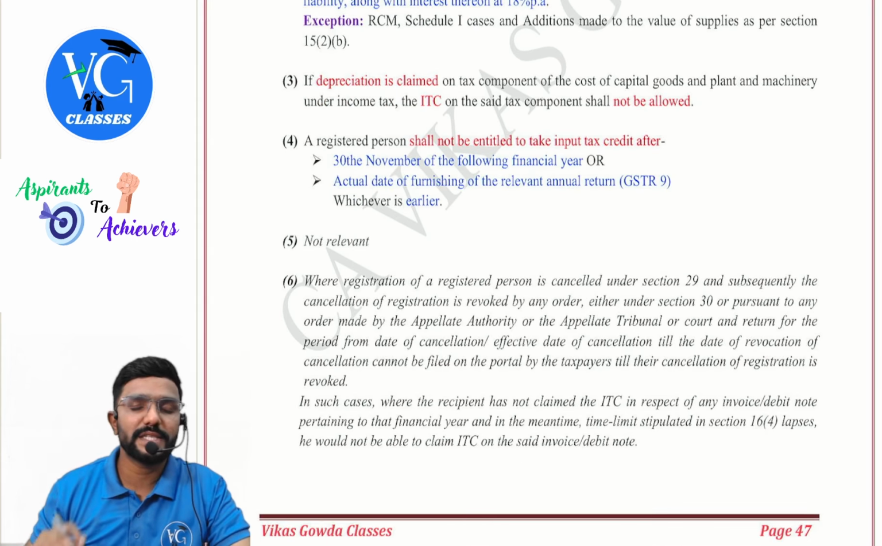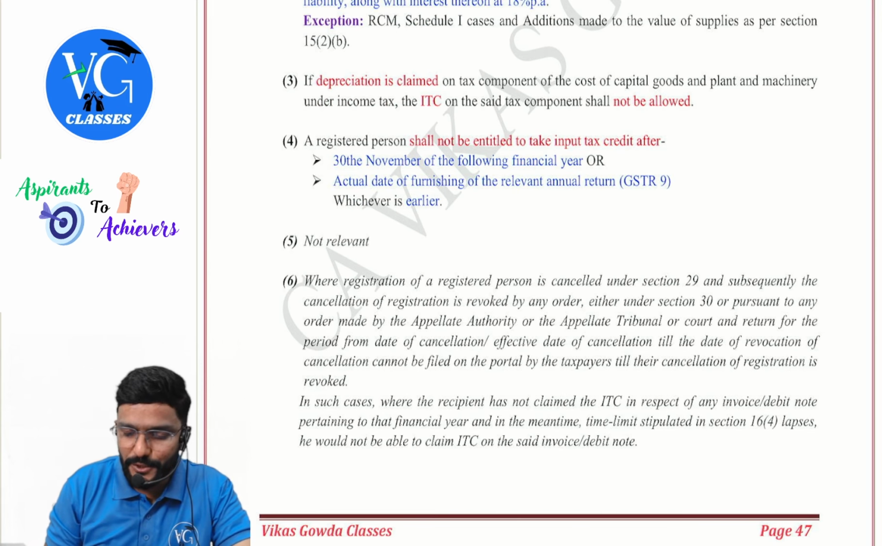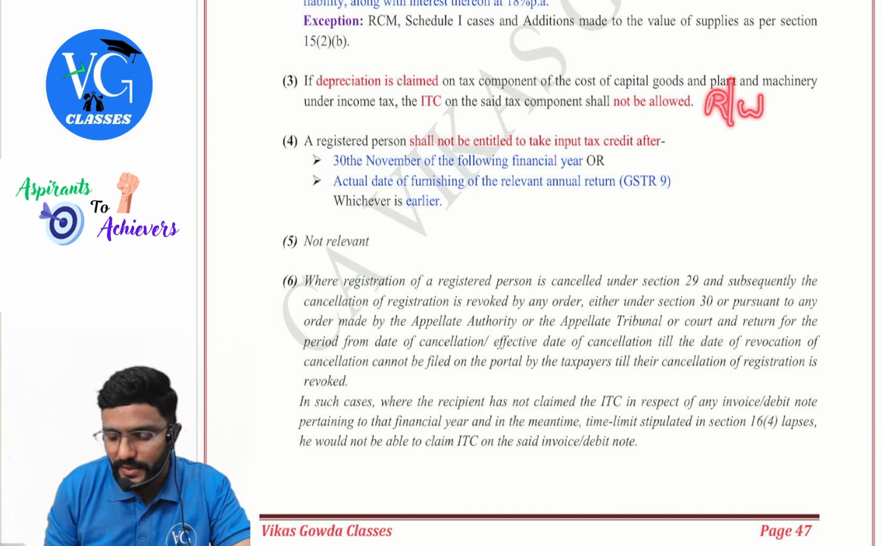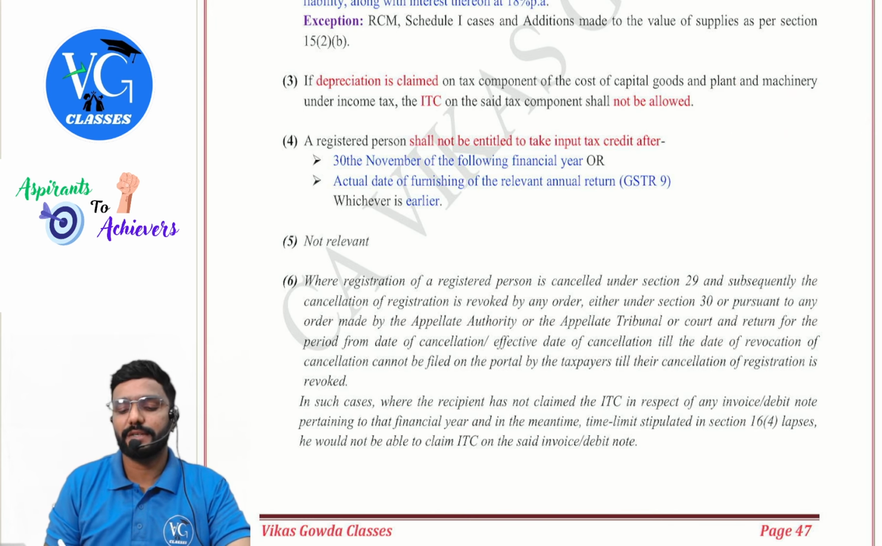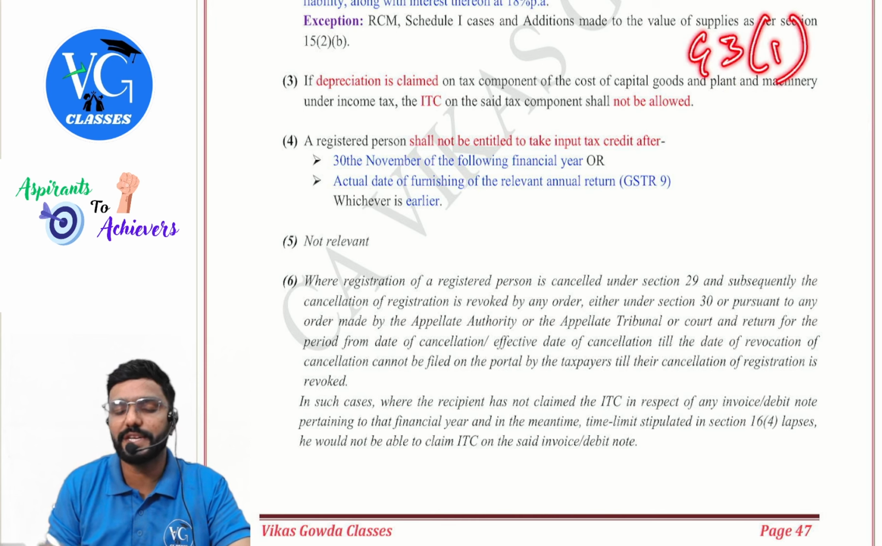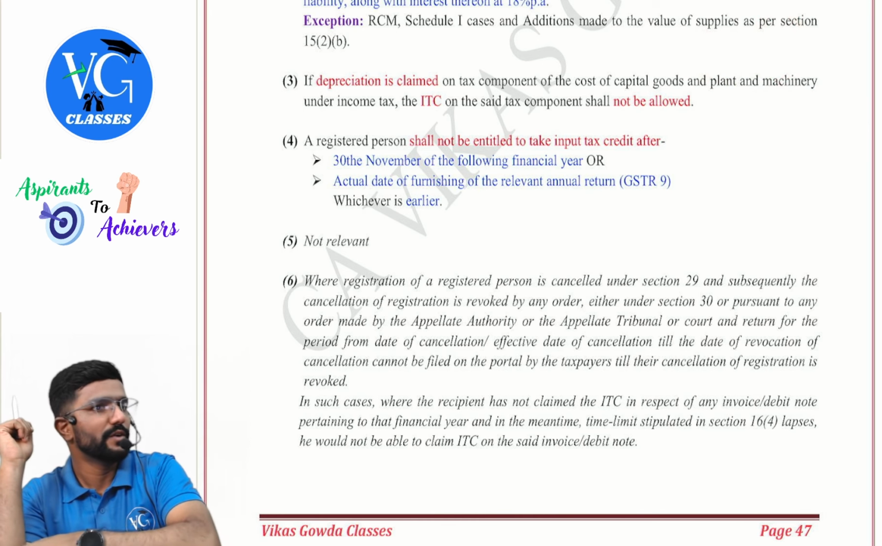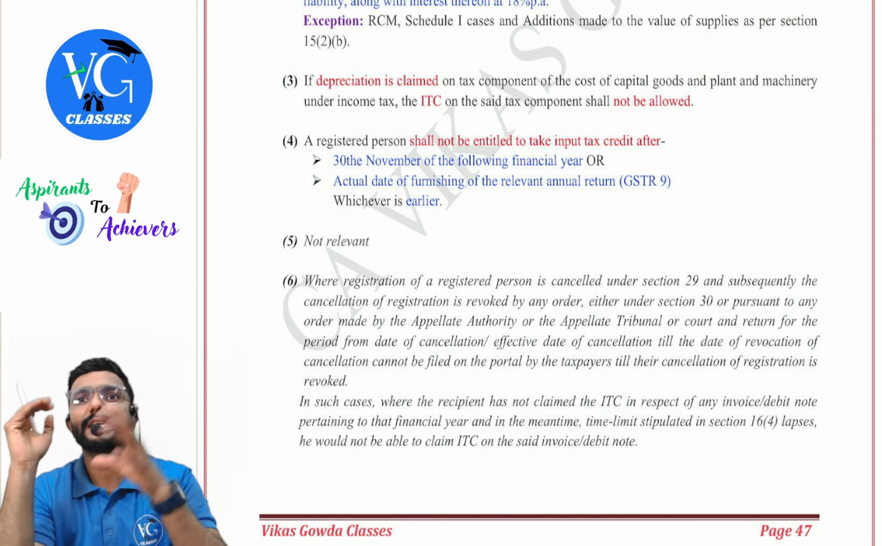Next, section 16 subsection 3. This has to be read with section 32 of the Income Tax Act. There we will also discuss the actual cost of the asset. The actual cost of the asset is covered in section 43 subsection 1.